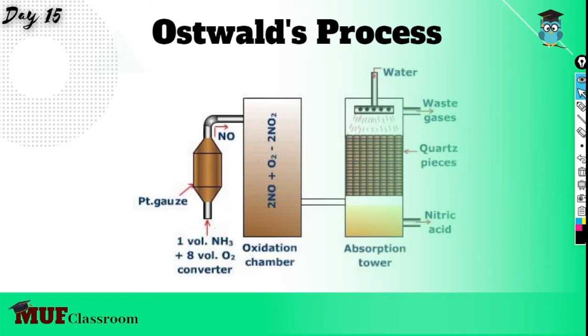Ammonia is oxidized by atmospheric air in the presence of platinum, which acts as a catalyst at 500 Kelvin and 9 atmospheric pressure to give nitric oxide. And finally, in step 2, nitric oxide is again oxidized to nitrogen dioxide. Further, nitrogen dioxide is sent through a chamber where it reacts with water, forming nitric acid.